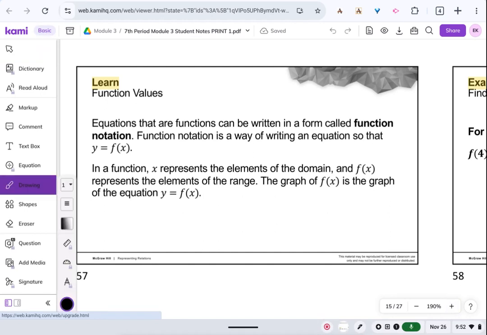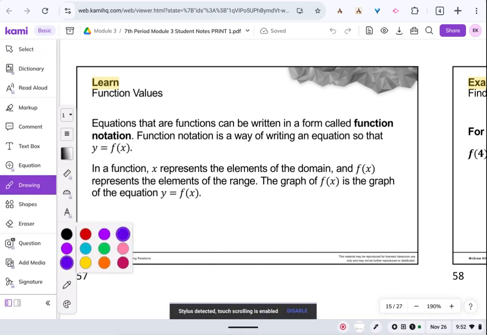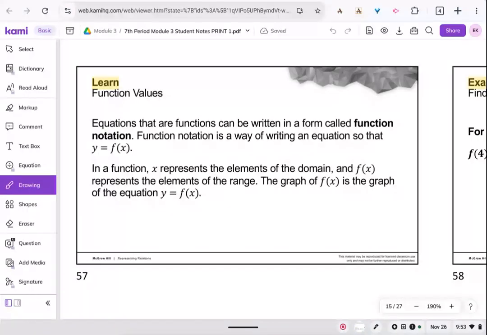Okay, so for today's lesson, we're actually going to skip ahead quite a bit on our note packet. So we're going to start actually on slide 57. What we're going to do today is talk about this thing called function notation. And this will finish off section 3-2.